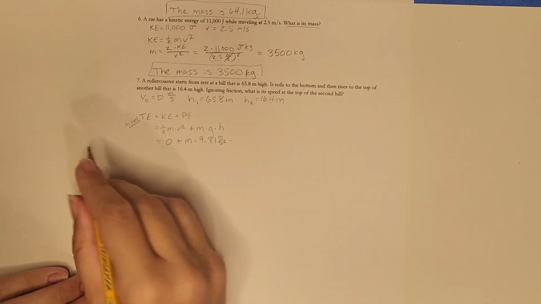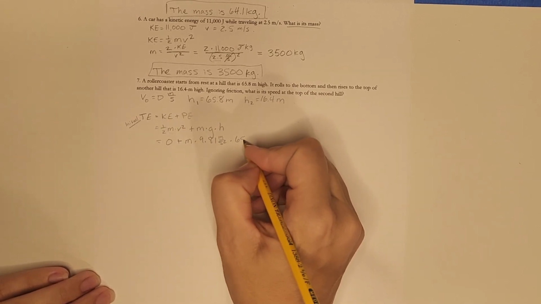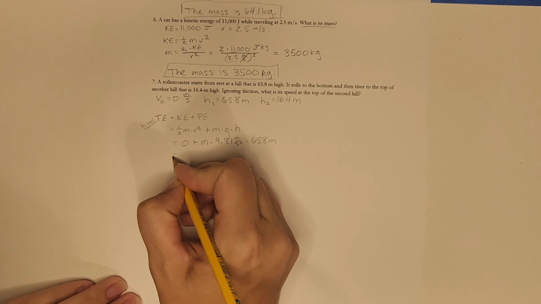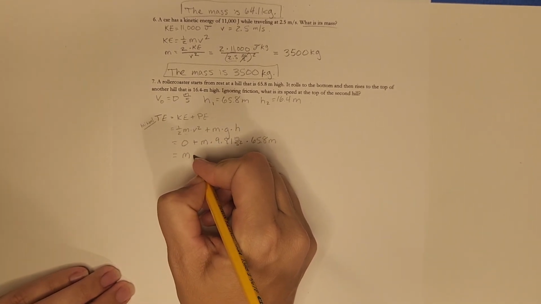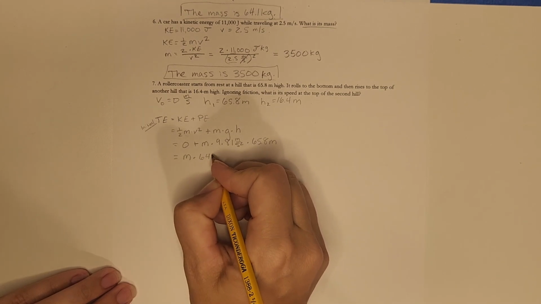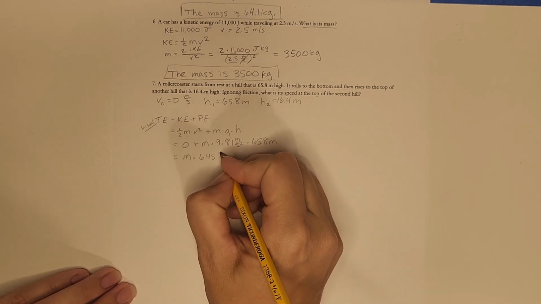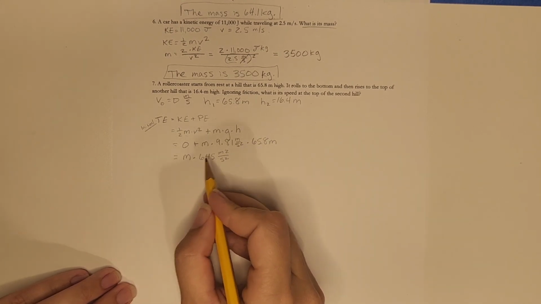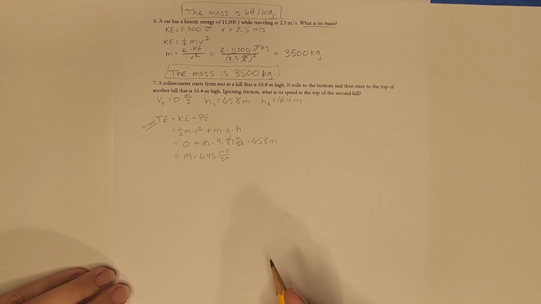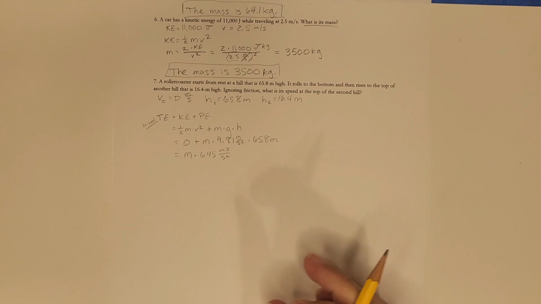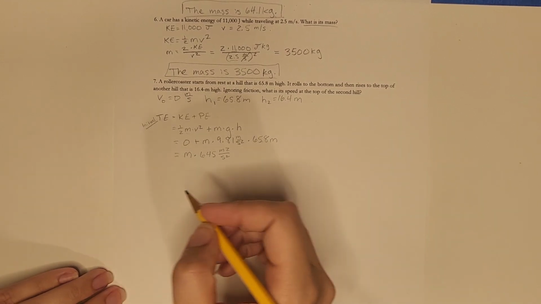And our height, 65.8 meters. And that is going to give us, we still have mass times 645 meters squared per second squared, having that as 3 significant figures. So that is our initial. We still have an unknown variable, but we're gonna just keep going.